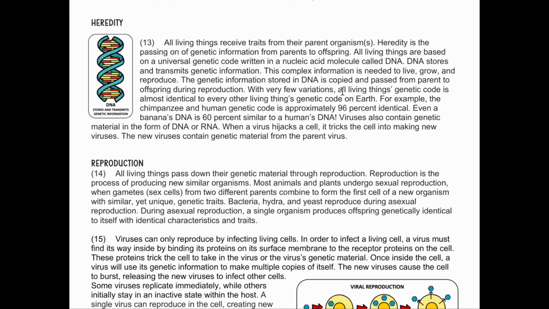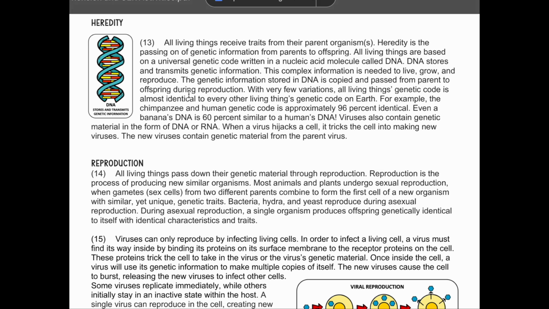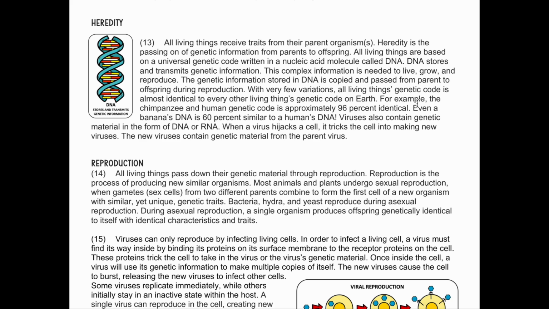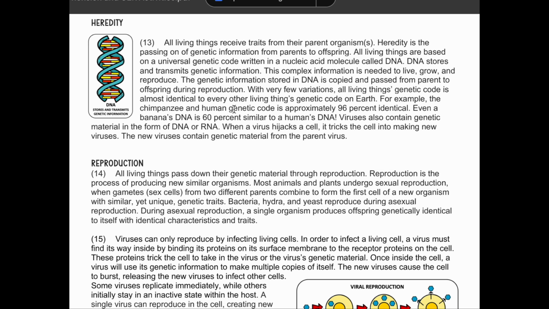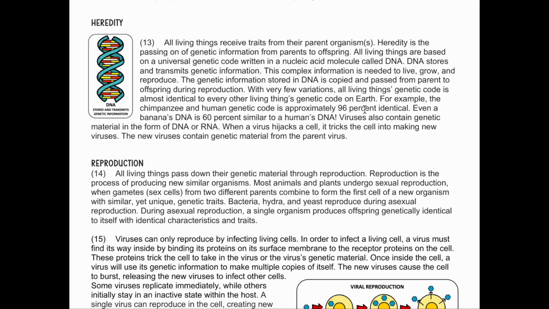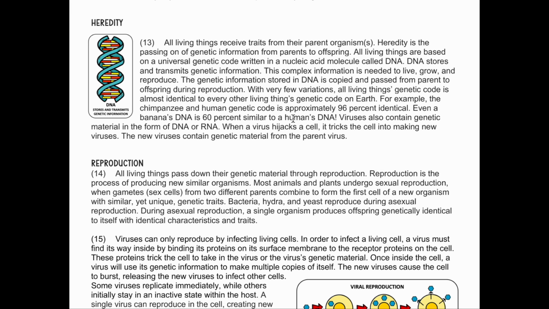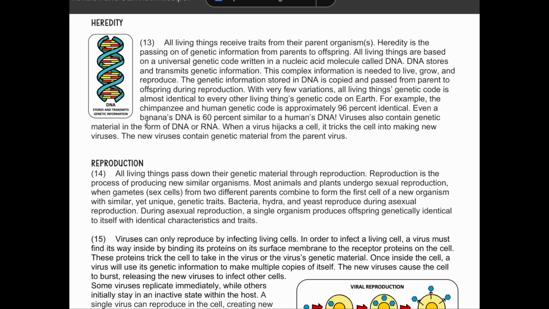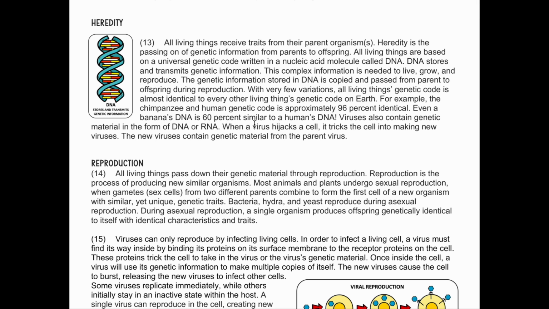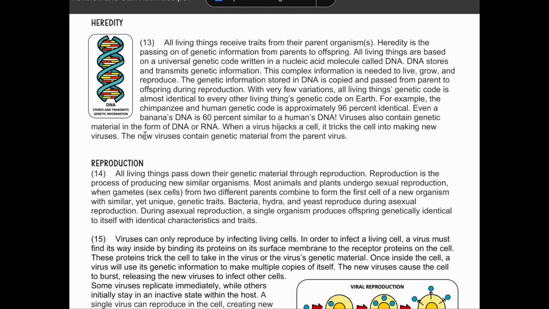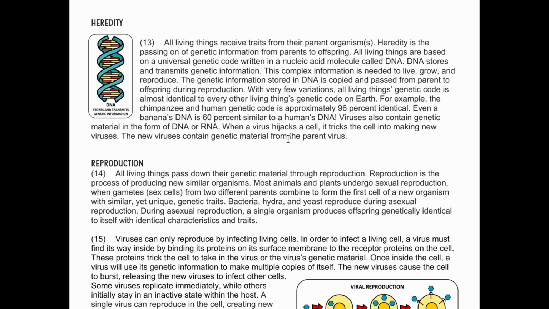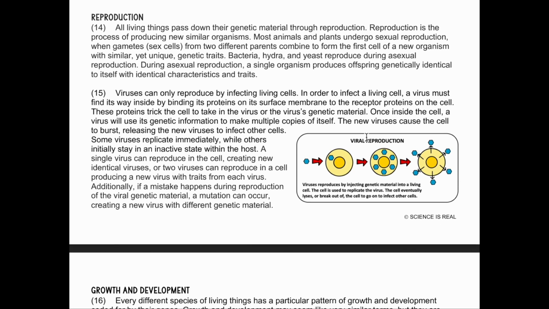With very few variations, all living things' genetic code is almost identical to every other living thing's genetic code on Earth. For example, the chimpanzee and human genetic code is approximately 96% identical. Even a banana's DNA is 60% similar to a human's DNA. Viruses also contain genetic material in the form of DNA or RNA. When a virus hacks a cell, it tricks the cell into making new viruses. The new viruses contain genetic material from the parent virus.